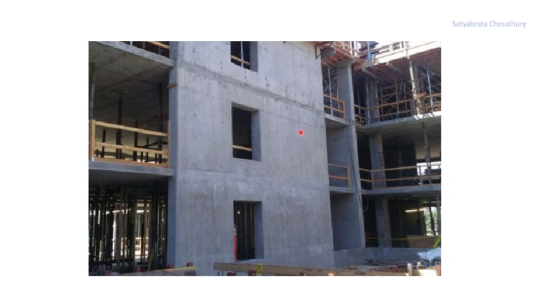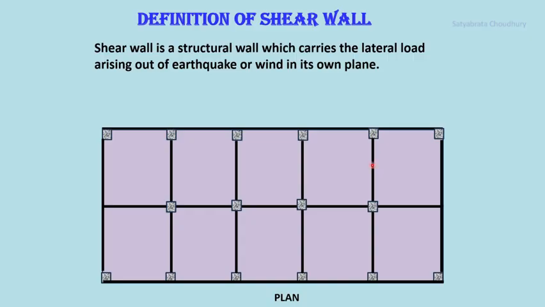A practical example of shear wall, these are the shear walls running vertically, and there are openings in the shear wall, and rest are frame elements. So it is a frame shear wall building.